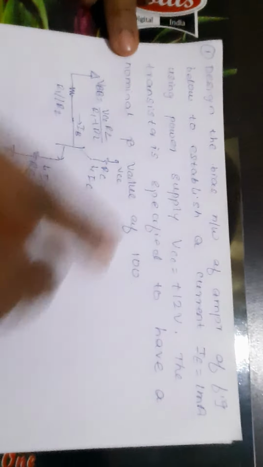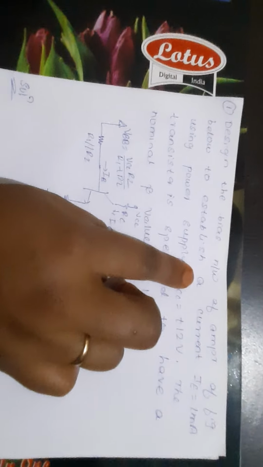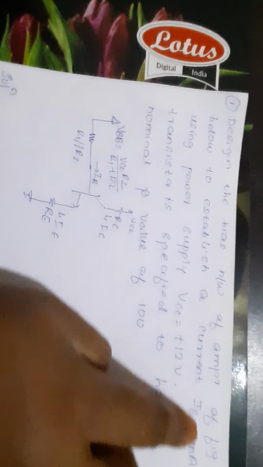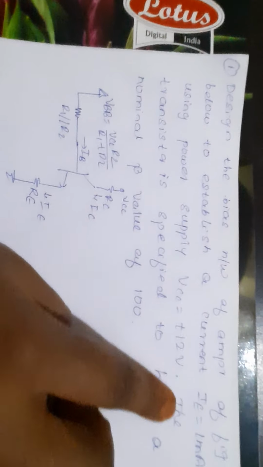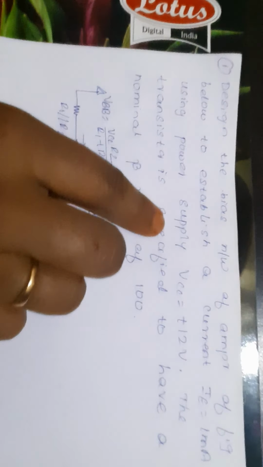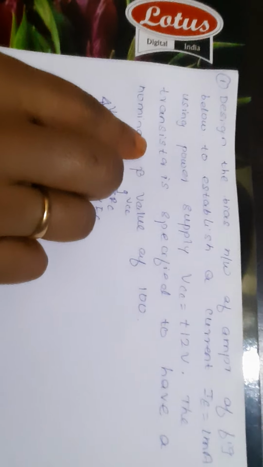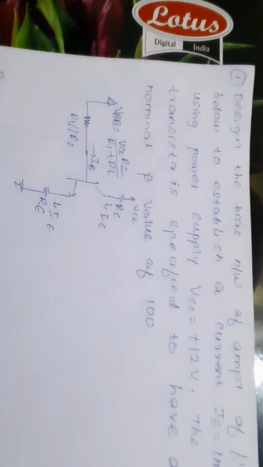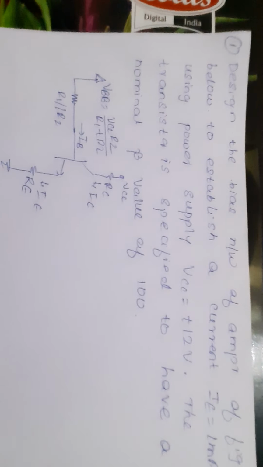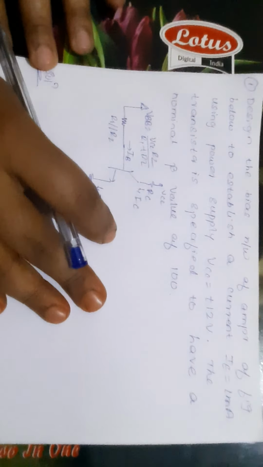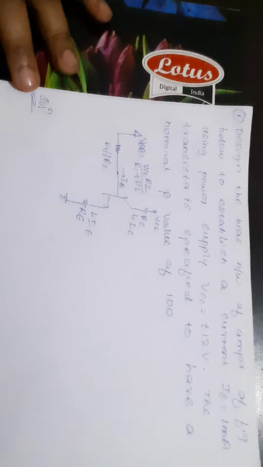Now we'll go for one numerical. Design the bias network of the amplifier of the figure given here to establish the current IE as 1 milliamp using power supply VCC as 12 volt, and the transistor is specified to have a nominal beta value of 100. Now we have to design this.